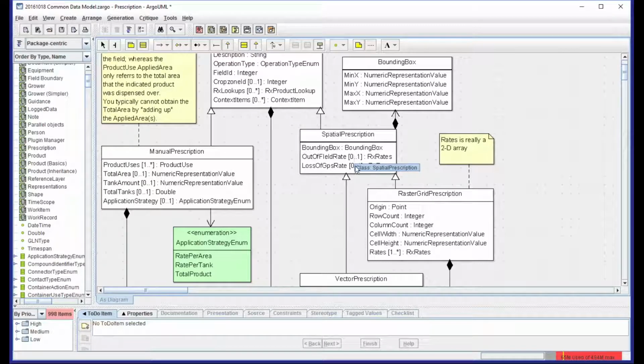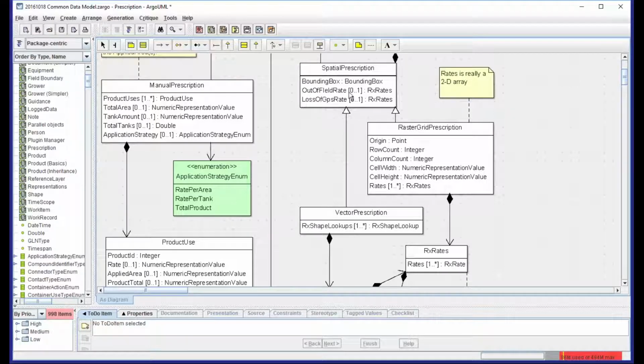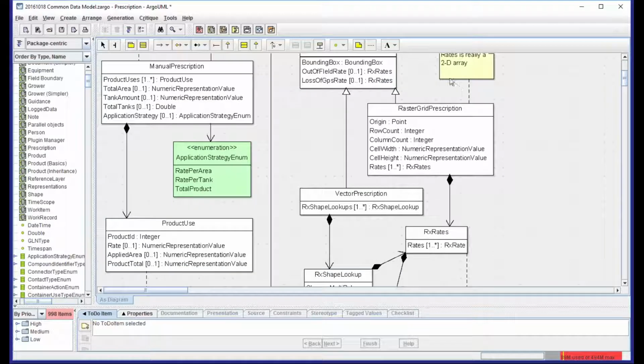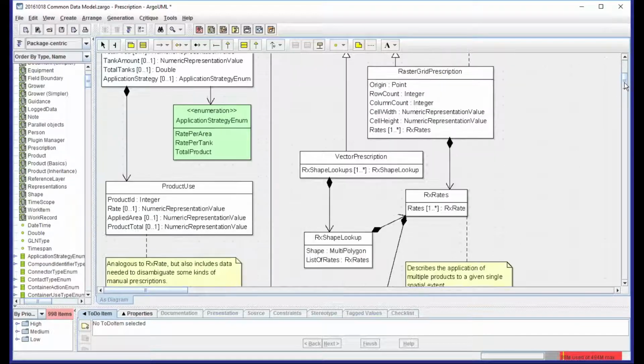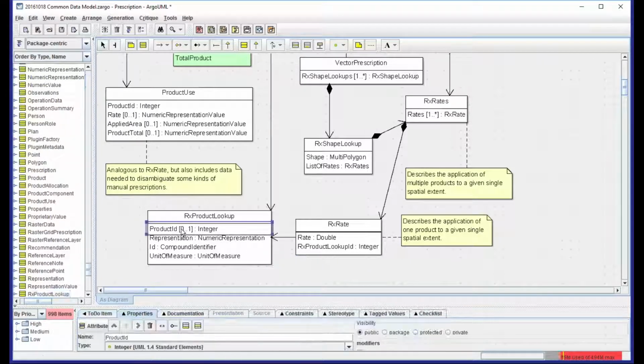Now, spatial prescription, in turn, also has two descendants. It has a vector prescription, and it has a raster grid prescription. Let's take a quick moment to look at what RX rates are, because you saw that in the out of field rate and loss of GPS rate, which are optional, by the way, the type of that data element is an RX rate. And so an RX rate is essentially a reference to a product tied to a rate value. And the reference to the product not only references the product through this product ID, but it also lets us know what the numeric representation is.